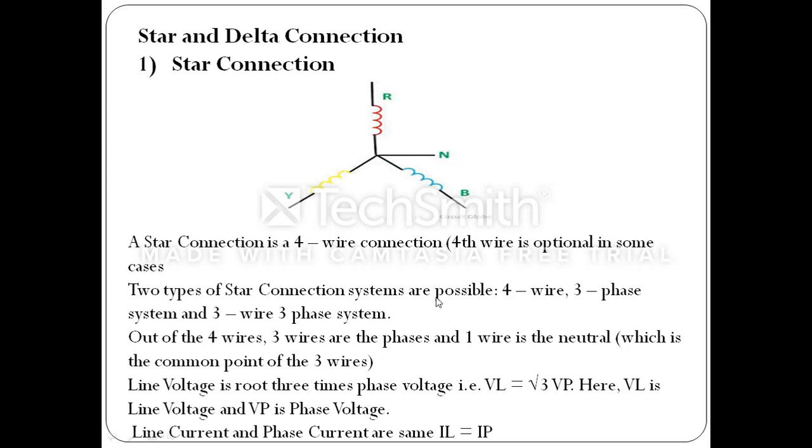Now the line voltage is root 3 times the phase voltage, that is VL is equal to root 3 times Vp. Here VL is the line voltage and Vp is the phase voltage, and the line current and phase current are the same, that is IL is equal to IP in the case of a star connection.